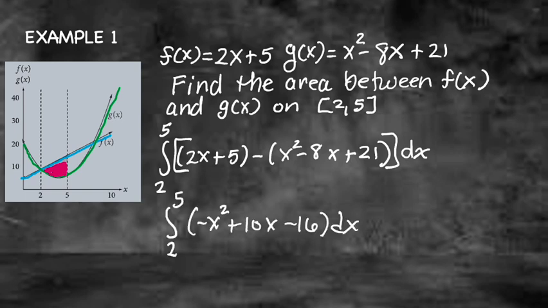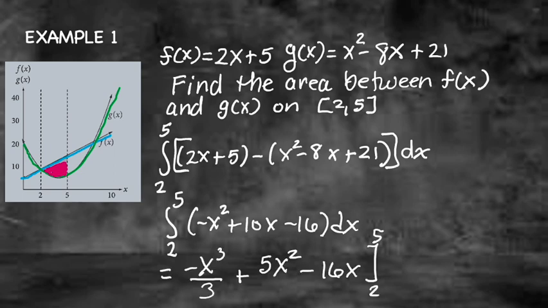First, let's clean it up a little bit to make it easier. So you need to distribute that minus sign to all the terms in g of x. And then when you combine like terms, you get negative x squared plus 10x minus 16. And again, we're going to integrate that from 2 to 5.